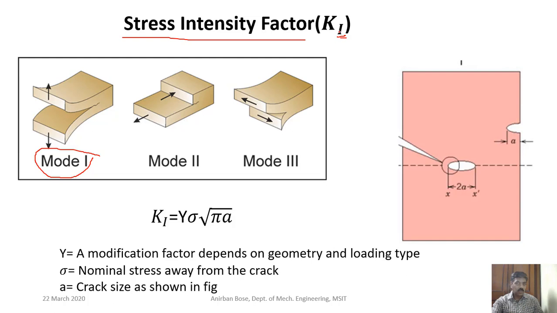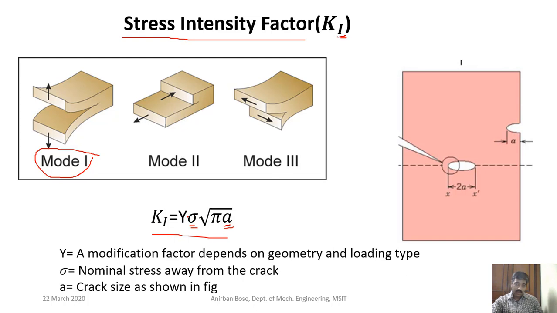So the 1 corresponds to mode 1. It is symbolized by capital K. So stress intensity factor is defined as Y into sigma, which is the nominal stress which is applied, into square root of pi into a. So this is the stress intensity factor, and if we know the crack size and the load that is applied on the material, we can find out the nominal stress.